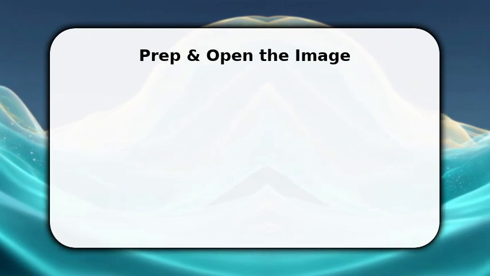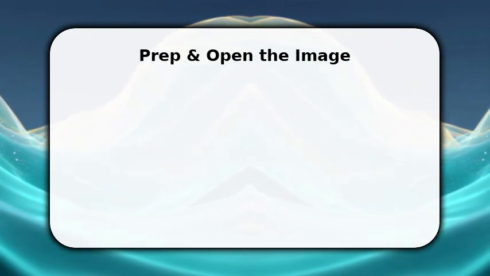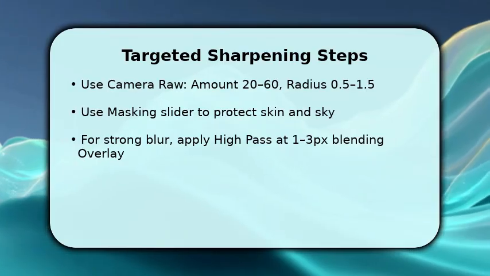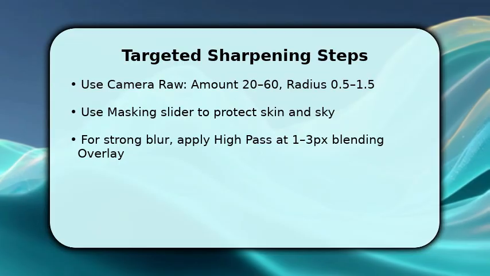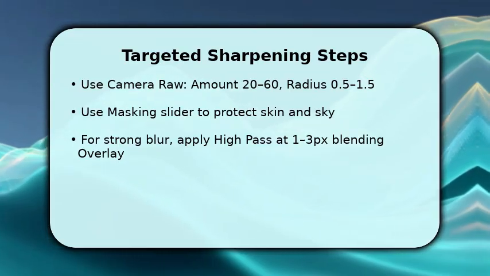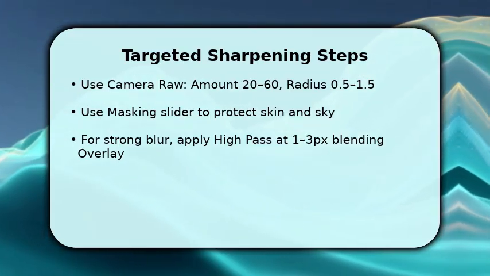Now focus on targeted sharpening. In Camera Raw, increase amount between 20 and 60 and keep radius low, around 0.5 to 1.5 to avoid halos, then raise masking so flat areas stay smooth.